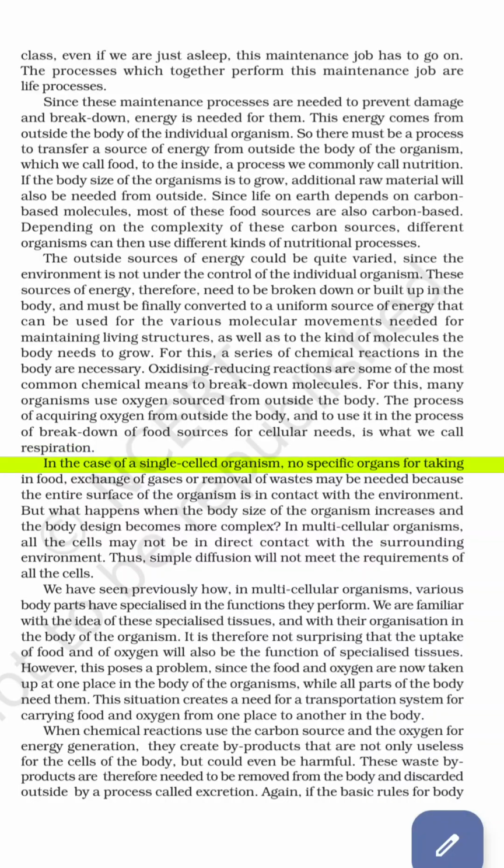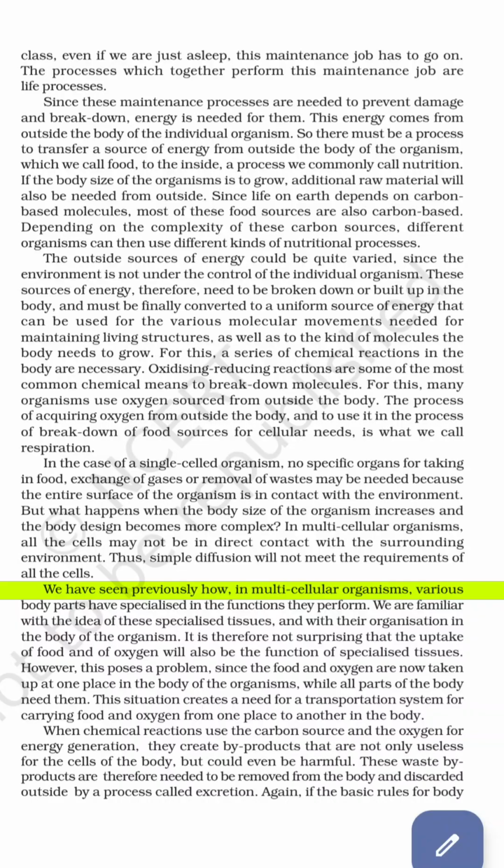In the case of a single celled organism, no specific organs for taking in food, exchange of gases, or removal of waste may be needed because the entire surface of the organism is in contact with the environment. But what happens when the body size of an organism increases and the body design becomes more complex? In multicellular organisms, all the cells may not be in direct contact with the surrounding environment. Thus, simple diffusion will not meet the requirements of all the cells.